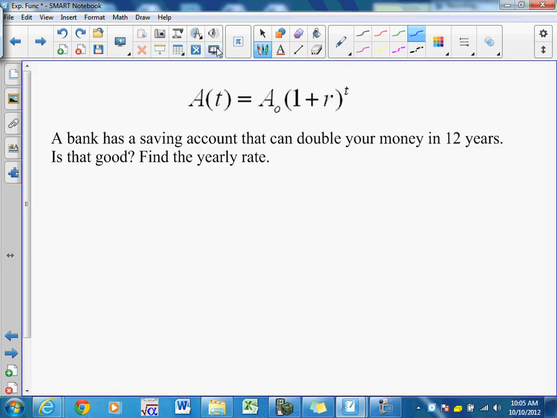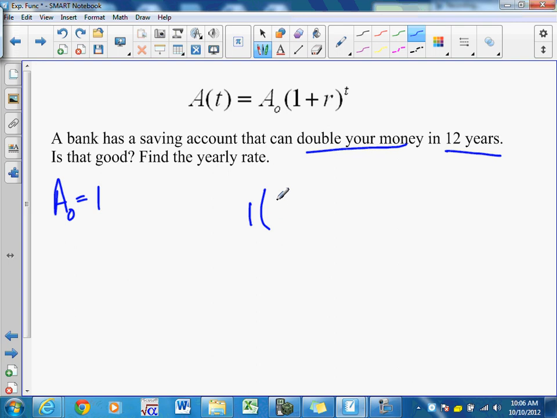So, let's look at another example. A bank has a savings account that can double your money in 12 years. Is that good? Find the yearly rate. Well, we're going to go back with a simpler formula to make this a little bit easier. What do we want to start with? The bank's going to double our money in 12 years. So let's make this as easy math as possible. I'm going to start with $1.